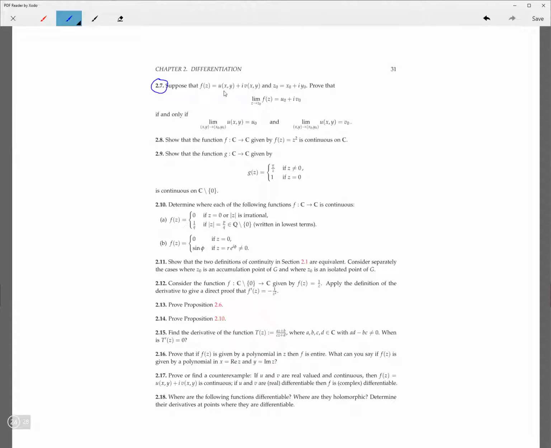Okay, suppose that f of z, prove that this limit is that, if and only if that is that and that is that. Okay, so here's how you can proceed. Let's see, do we have the definition of limit here? I guess you need a definition. I'll just go through it. Fine. Okay.